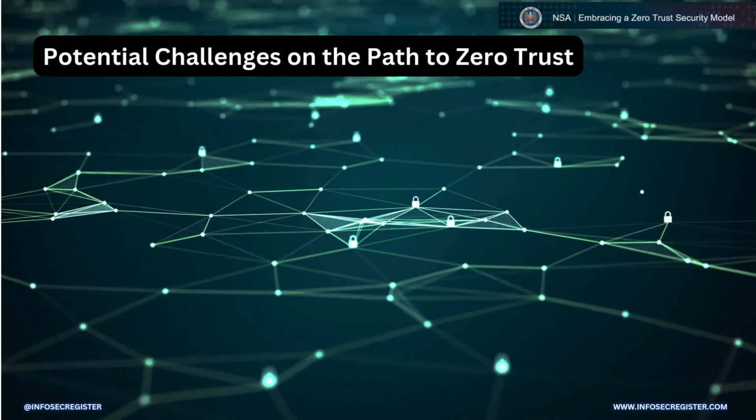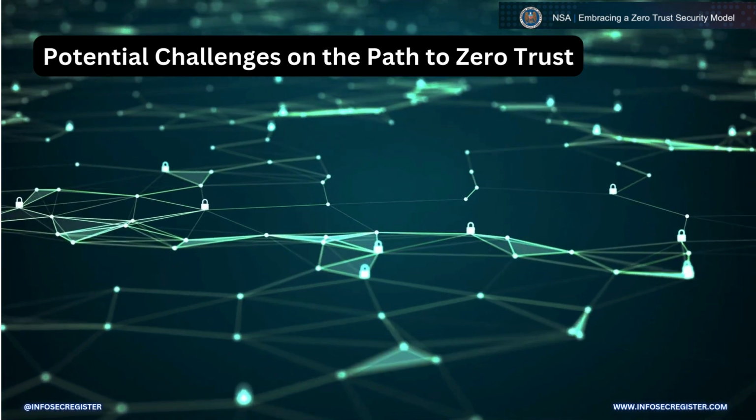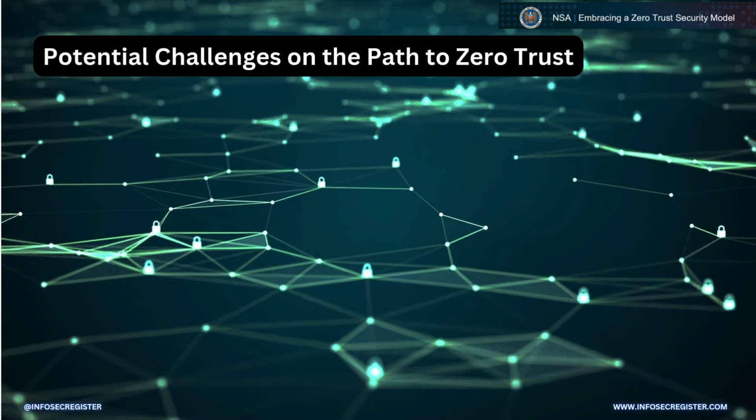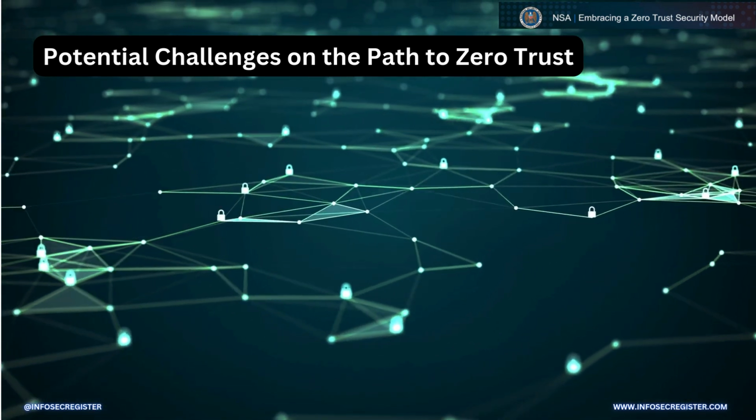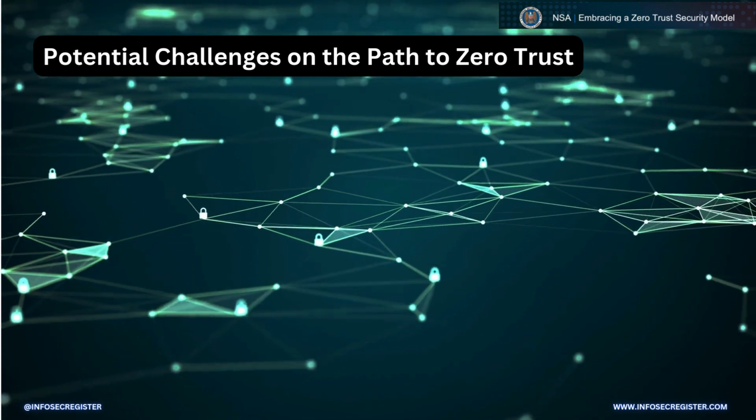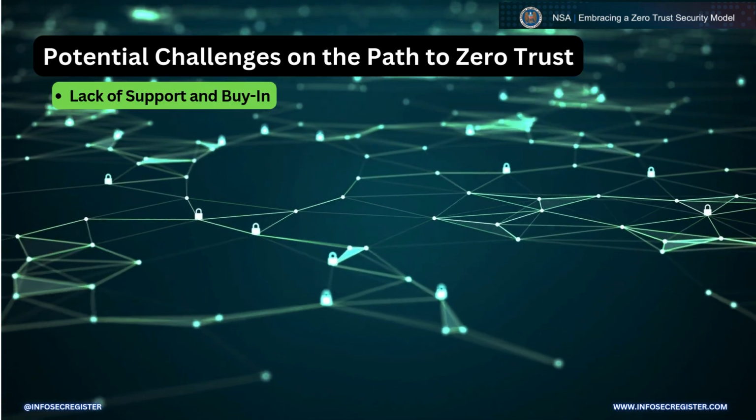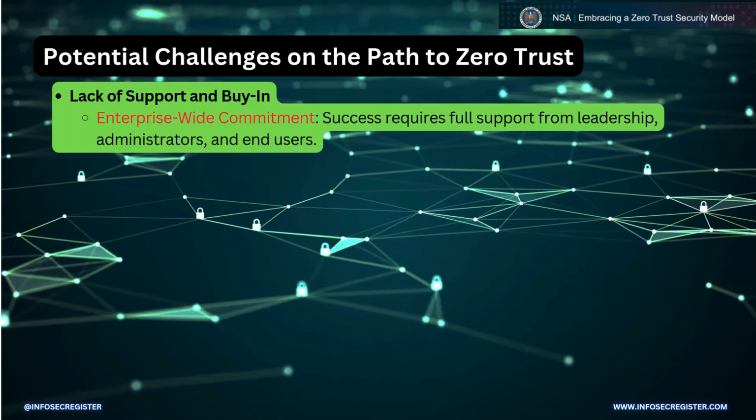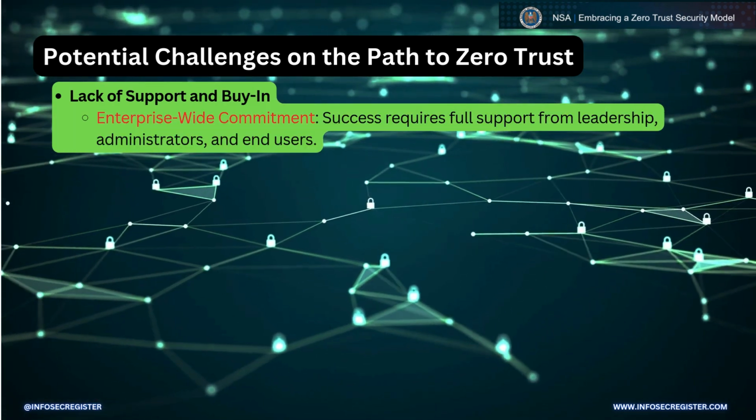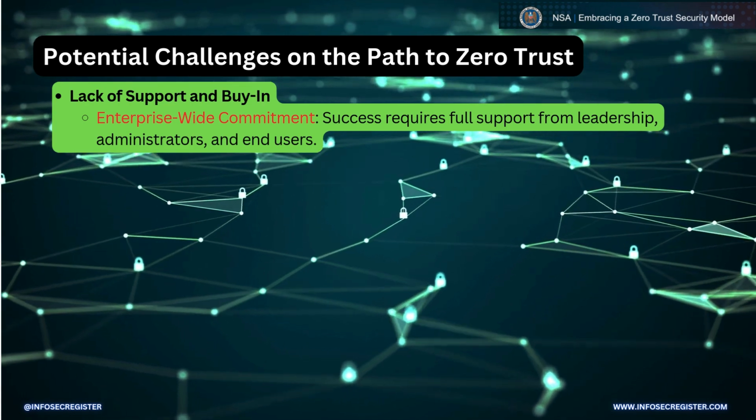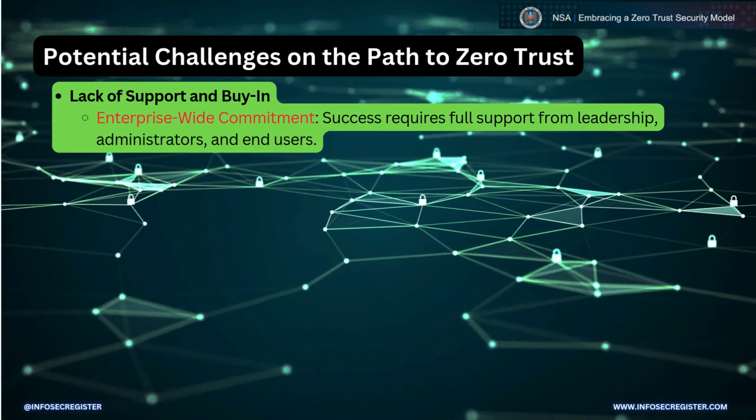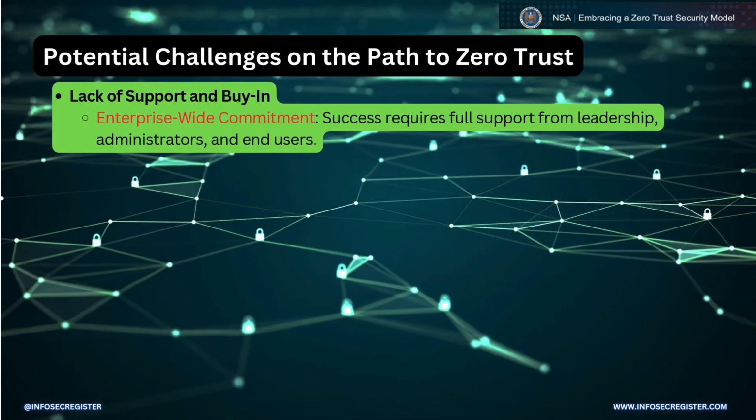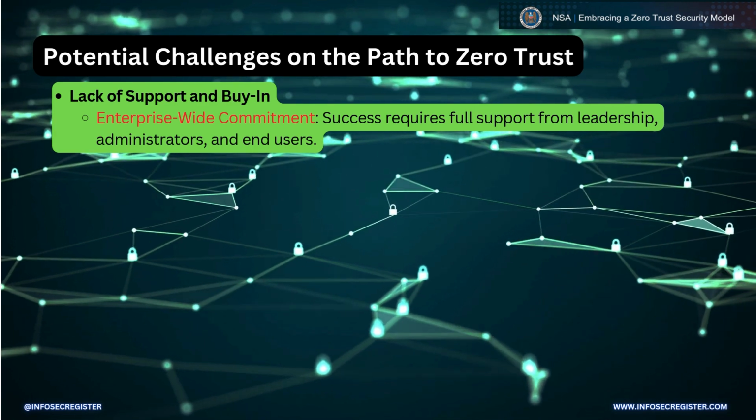As we explore the potential challenges on the path to implementing zero-trust in enterprise networks, it's important to recognize several key obstacles that can hinder its effectiveness. First, lack of support and buy-in. One of the primary challenges in implementing zero-trust is the potential lack of full support across the enterprise. For a zero-trust solution to succeed, it requires commitment from leadership, administrators, and end users alike.